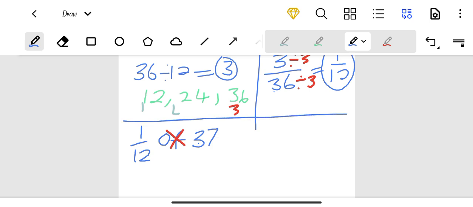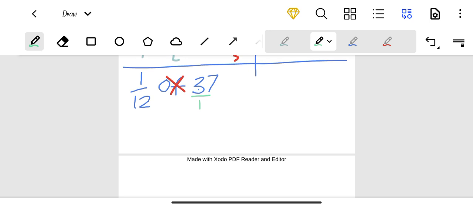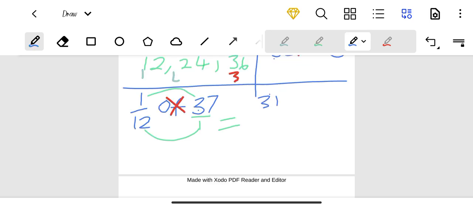The next thing that you're going to do, you can simply say 37 divided by 1 so that we can make it a fraction. Then multiply by that, multiply by that, which is simply going to give us 37 out of 12. It's just going to be that. I hope this made sense.